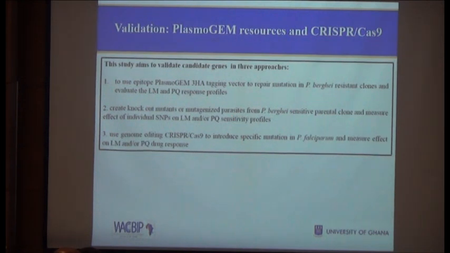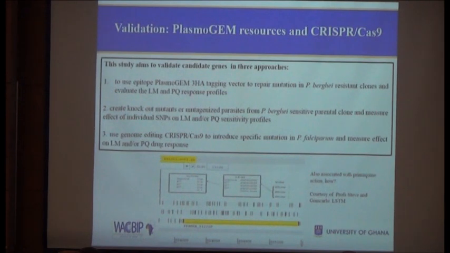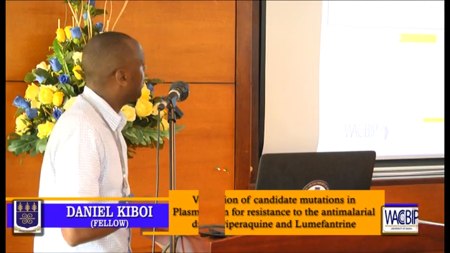The last one, which is showing promise, is to use the CRISPR-Cas method to introduce a specific mutation in P. falciparum and also measure the effect on the drugs. So I'll highlight one of them, which is the ferredoxin NAD reductase, FNR. It has also been associated with primaquine action, courtesy of Professor Steve and Giancarlo.